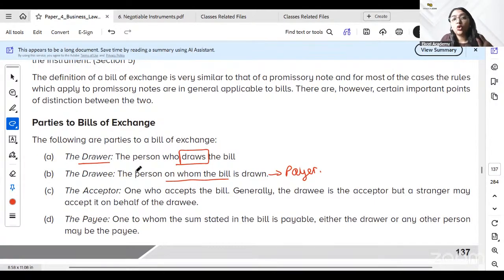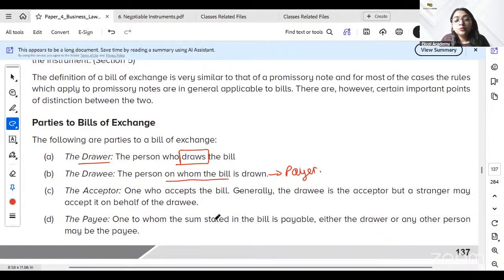So if, say, A is ordering B to pay rupees 10,000 to C, B will become the drawee because the bill of exchange is drawn upon him. B also becomes the acceptor because we understood that in a bill of exchange, acceptance is of utmost importance. Do you need acceptance in a promissory note? No. Do you need acceptance in your bill of exchange? Yes. Then B becomes your acceptor as well.